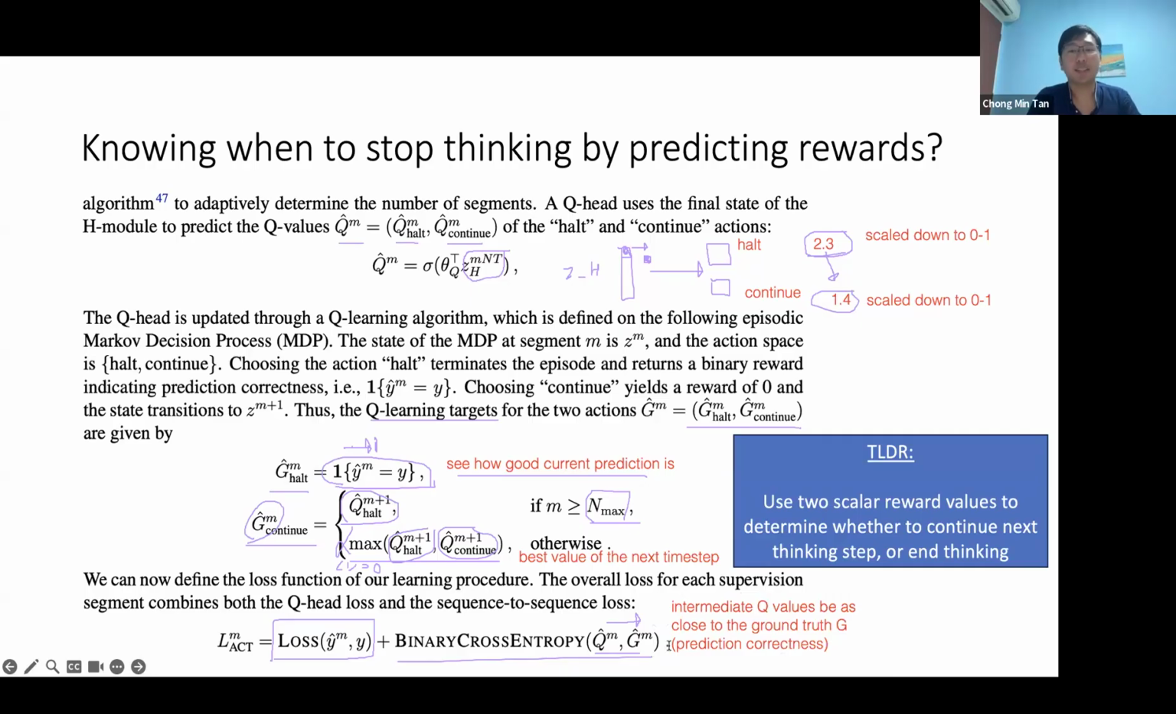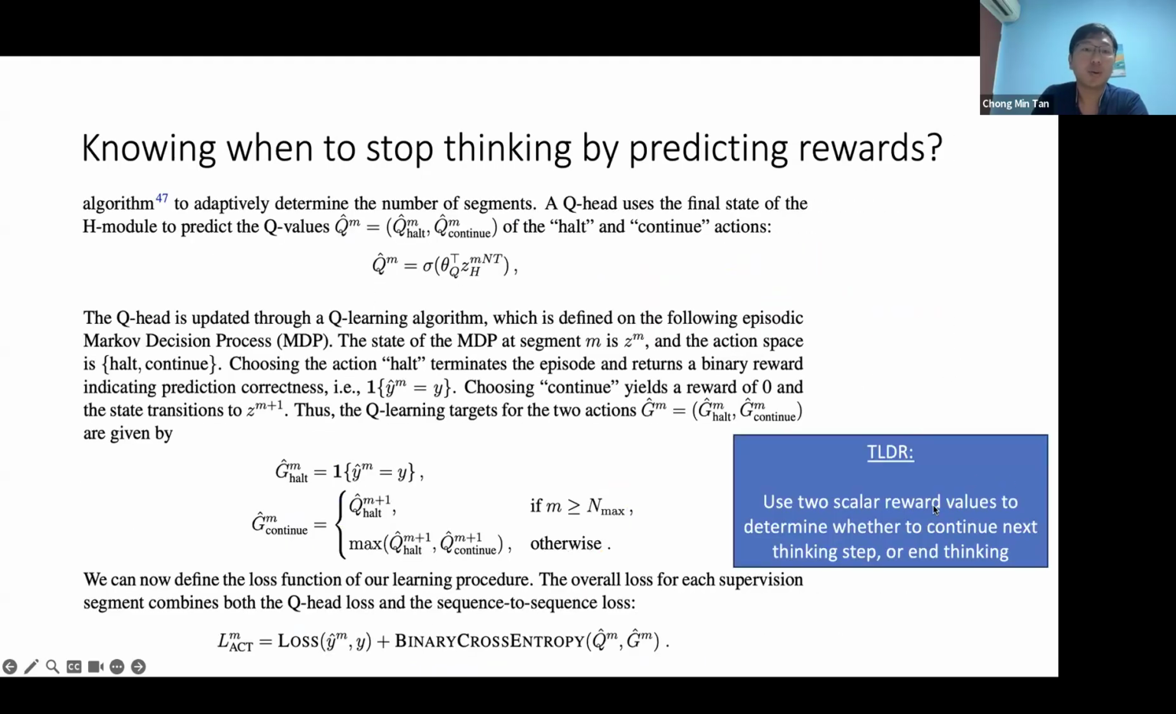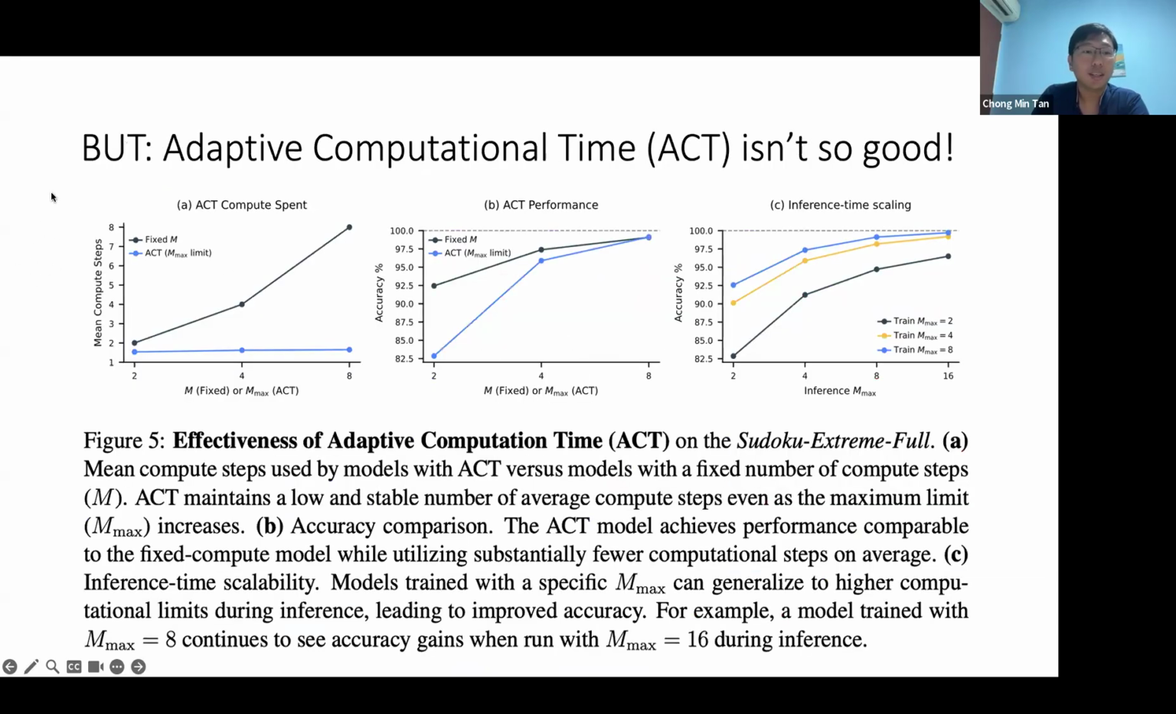Okay, I think whatever I said here is just a primer as to what you can do for deciding when to stop and when not to stop. Because if you look at the TLDR, use the two scalar reward values to see whether to stop thinking or to continue thinking. Because if you look at this here, they call it adaptive computational time. If we have a fixed M, which means a fixed number of deep supervision steps, you can see that it continues to scale up to like 8 if the fixed M is 8. But the ACT is about only 1 step.